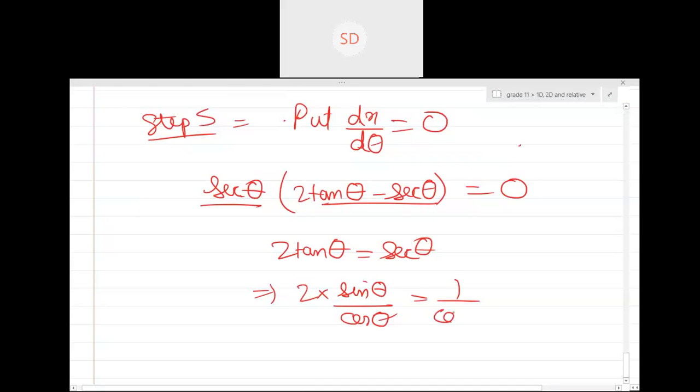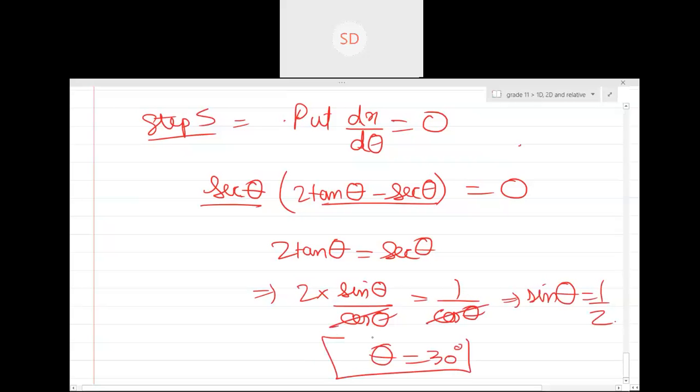Cos theta. 1 by cos theta. Theta की वैल्यू आएगी 1 by 2, और फिर यहाँ से 1 by 2. So 1 by 2, sin 30. ठीक है.